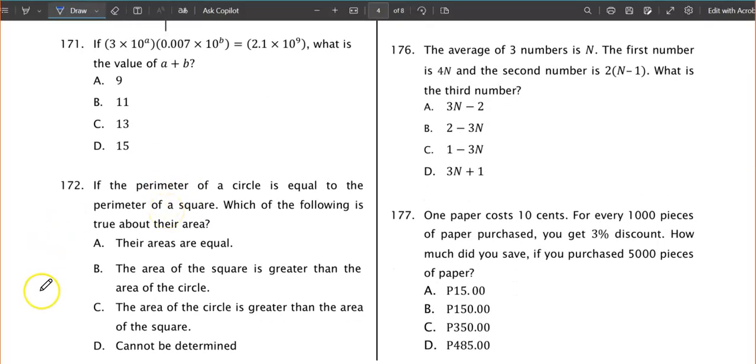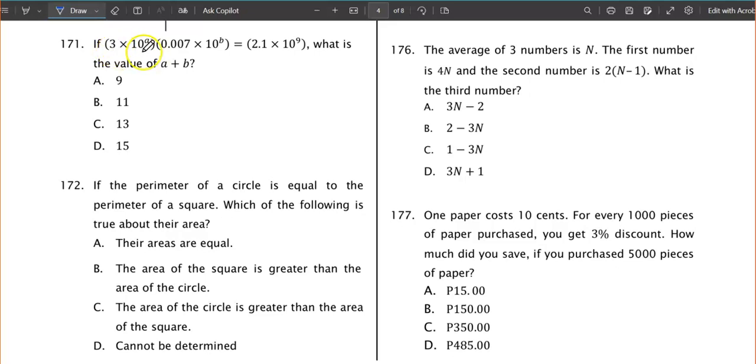Number 171. If 3 times 10 raised to a times 0.007 times 10 raised to b equals 2.1 times 10 raised to 9, what is the value of a plus b? Now to answer this one, we're just gonna group together. We're gonna make use of the associative property of multiplication. So we're gonna group together all the coefficients and then the powers of 10 altogether.